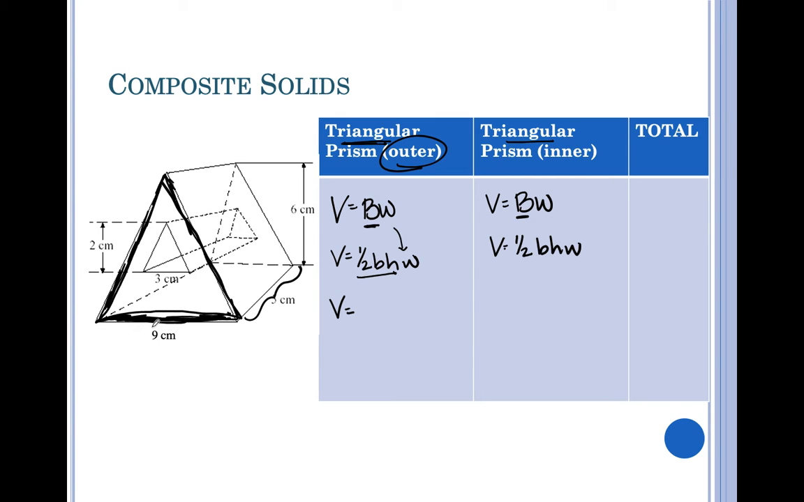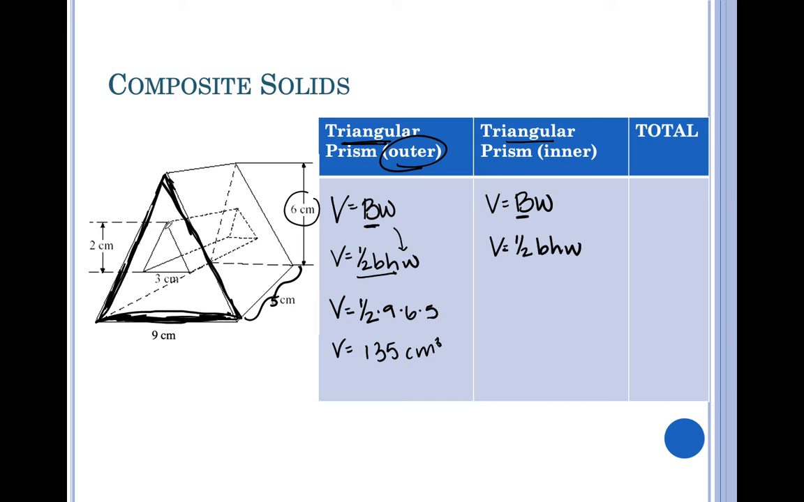Okay, so area of this triangle, 1/2 times the base of this triangle, which is 9, times the height of this triangle, which we actually have to look all the way back here for, is 6, times the width of the prism, which is 5. If I multiply 1/2 times 9 times 6 times 5, I would get 135 centimeters cubed for the outside triangular prism, the larger triangular prism.